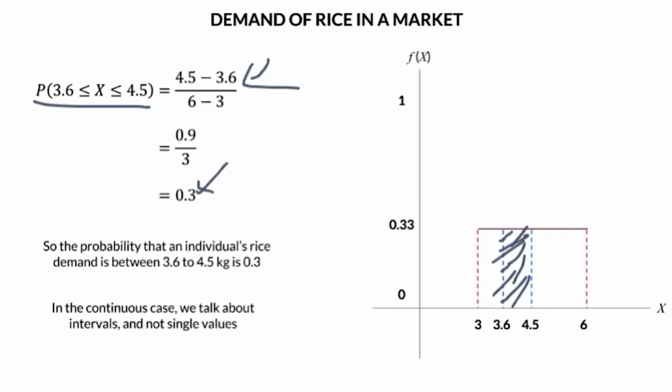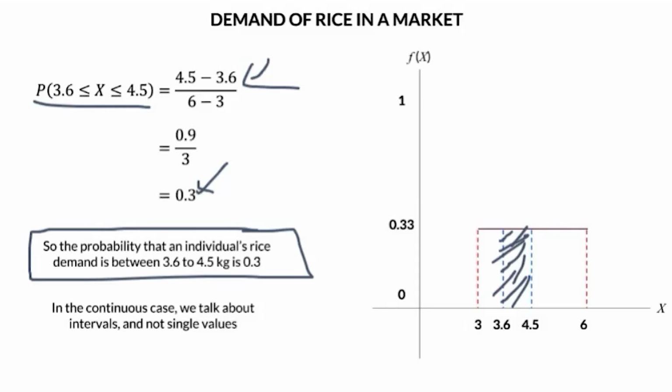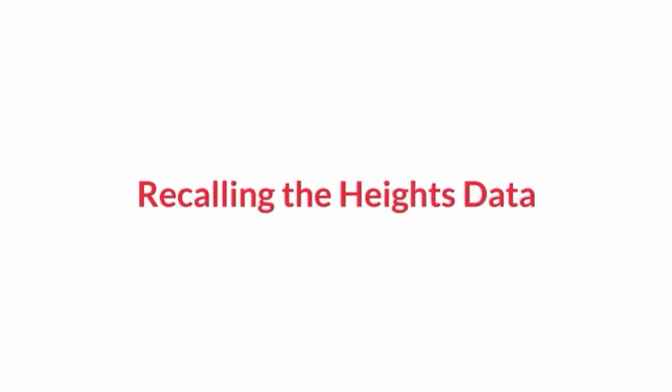Essentially, what we are trying to say is that the probability that an individual's rice demand is between 3.6 and 4.5, that their demand lies in the subinterval 3.6 to 4.5, is 0.3 in this distribution. Okay, so in the continuous case, we talk about intervals. We do not talk about single values. That is the discrete case. So this is the key difference between discrete and continuous distributions with the normal distribution.